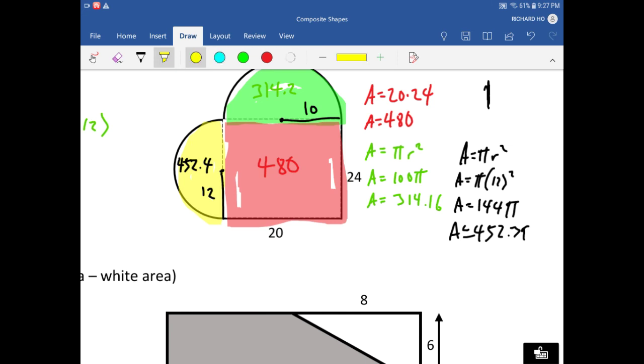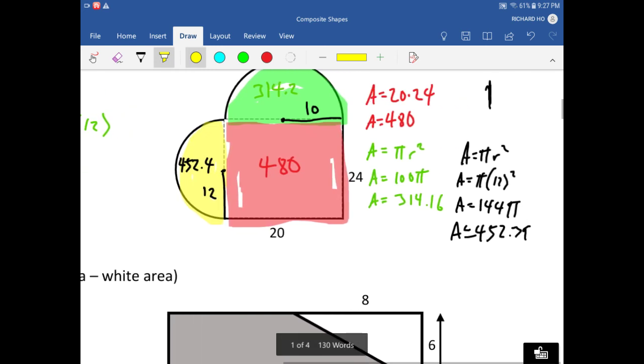Okay. Yellow, green. Oh, you can't see that. You can kind of see it. You get the idea.